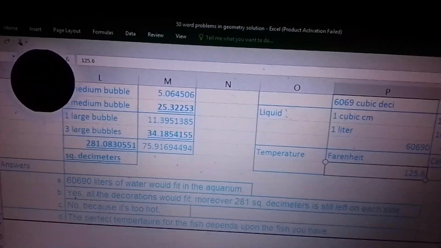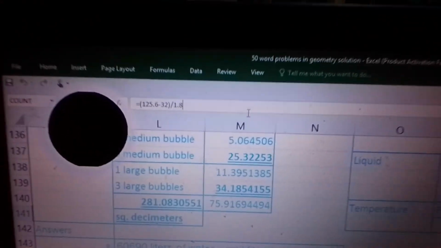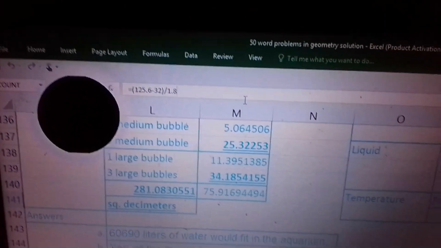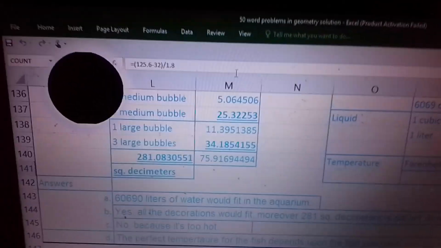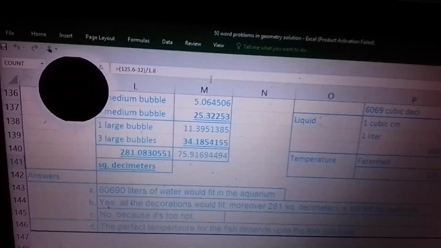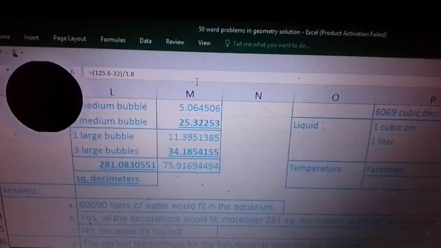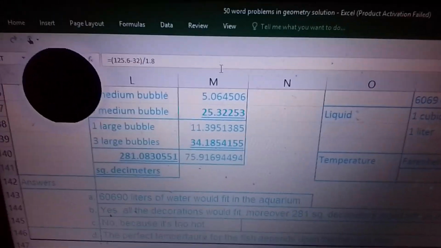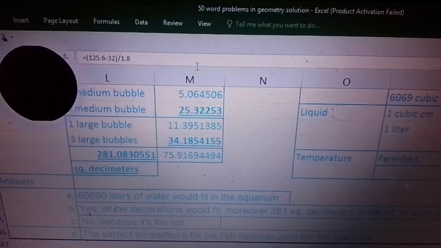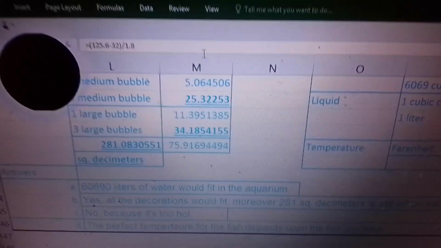So 125.6, ito yung formula na ginawa ko. Ang ginawa ko dito ay 125.6 minus 32. And remember, dapat naka-parenthesis yan. Bakit dapat naka-parenthesis yan? Because we are subtracting. We want to imply subtraction first before division. Pero, if you were to take out the parenthesis, it will subject you to get a different answer, which we don't want pa rin.